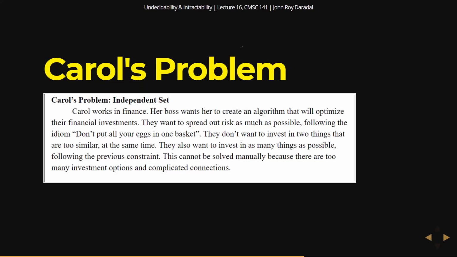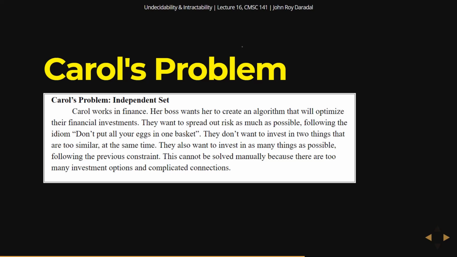Okay, now finally, let's look at Carol's problem. Carol works in finance, and her boss wants her to create an algorithm that will optimize their financial investments. They want to spread out the risk as much as possible, following the idiom, don't put all your eggs in one basket. So they don't want to invest in two things that are too similar at the same time. For example, if they're already investing in silver, they probably don't want to invest in gold, because those are quite similar in value.